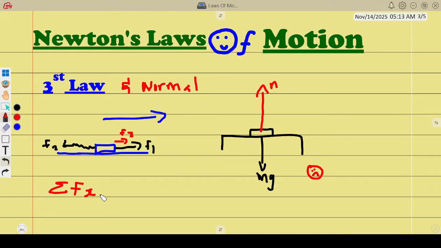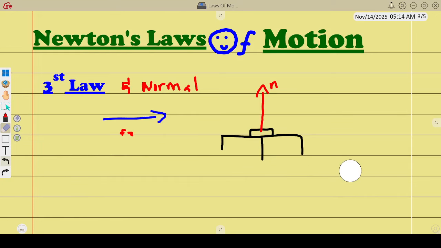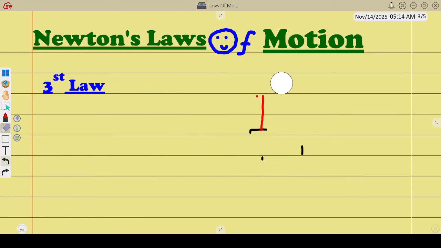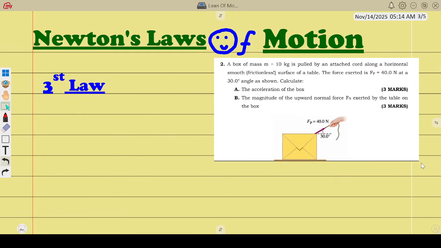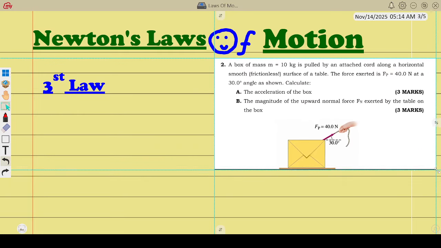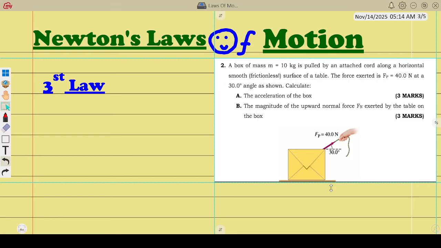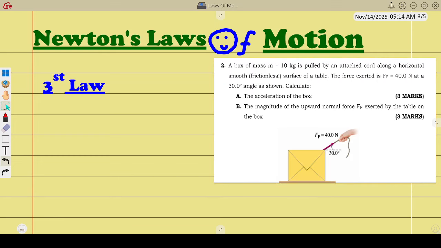So that is on the third law of motion. Digest all this. It's very important. So now at this point, you are ready for a very interesting example. I hope it's clear.